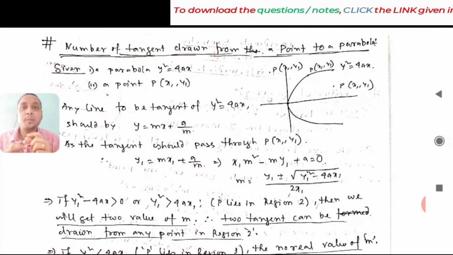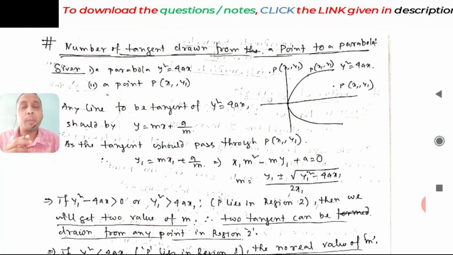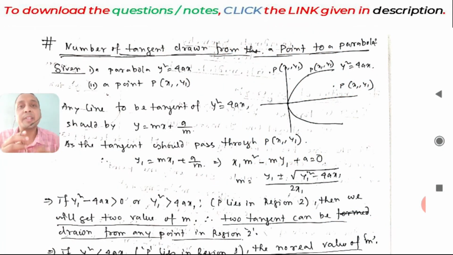Okay students, welcome you all to this new lecture in intermediate level parabola. So today we will see the number of tangents that we can draw from a point. The point can be inside, that is region 1, or on the parabola, or outside, region 2. So we will see how many tangents we can draw from these points. Okay, then let's see this.